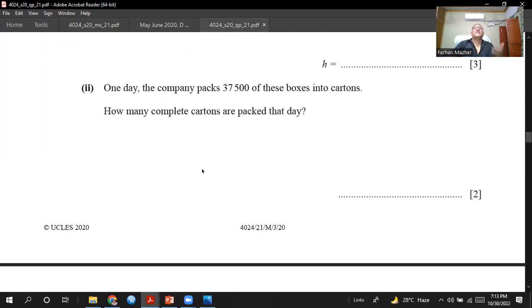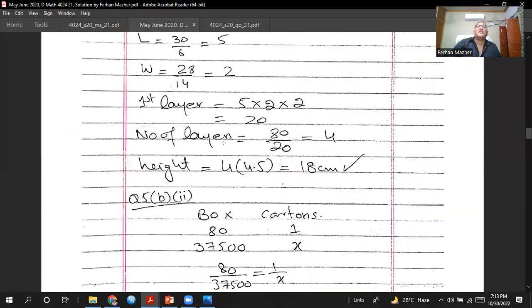Okay, one day the company packs 37,500 of these boxes into cartons. How many complete cartons are packed that day? So in one carton, you have 80 of such boxes. So divide 37,500 by 80 and you will get the number of cartons.